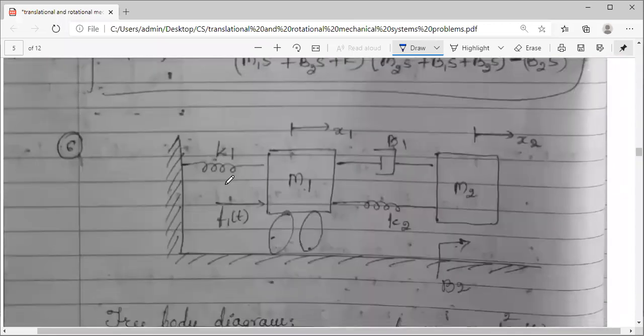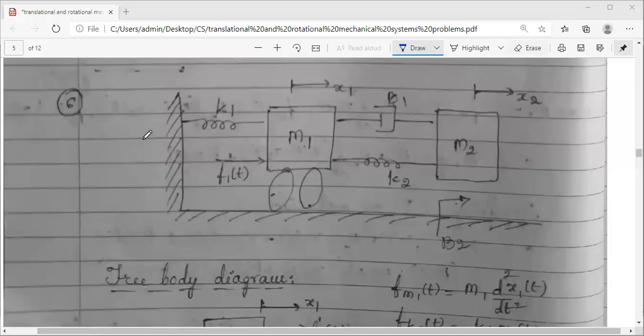Okay, this is the example given. What difference do you find here in the system? Can you just tell me? We can have a discussion. The main difference between this and the earlier figures is that here there are rollers attached to the mass M1. However, for M2 there are no rollers.